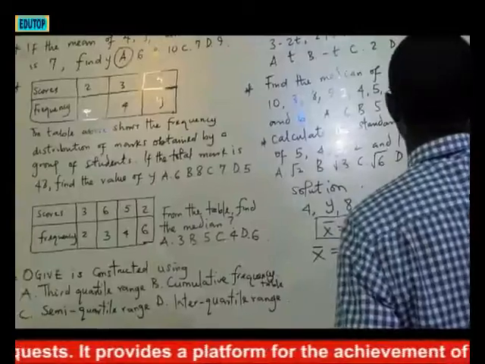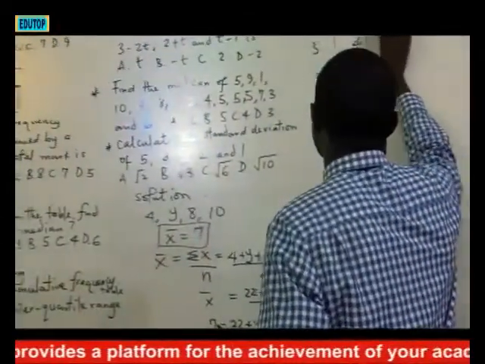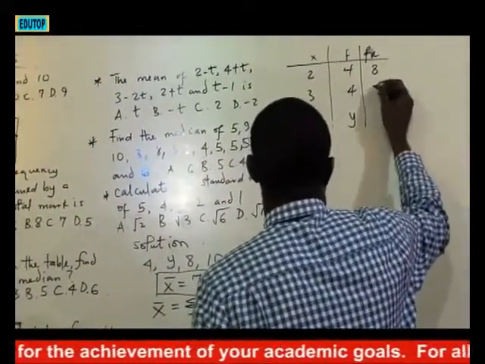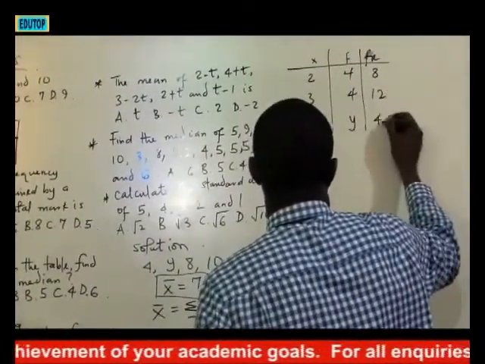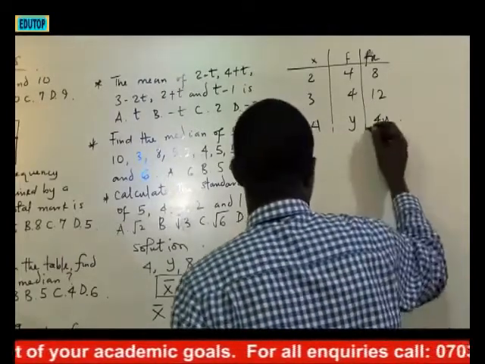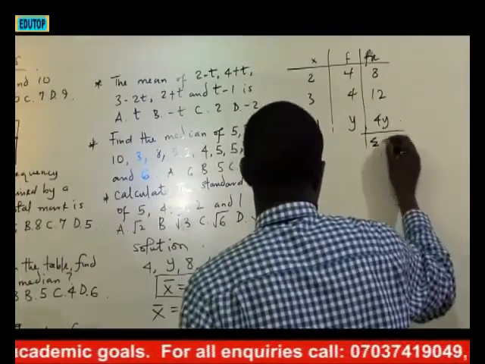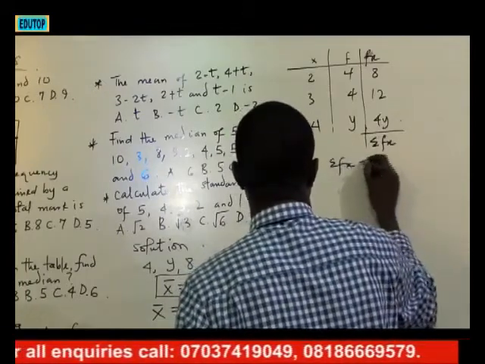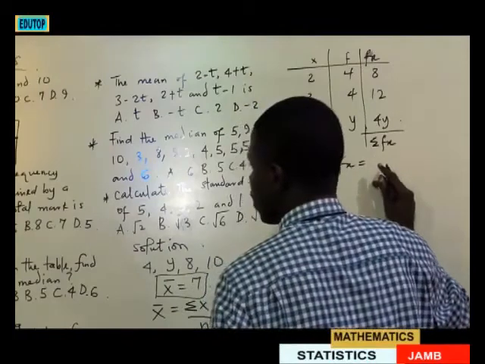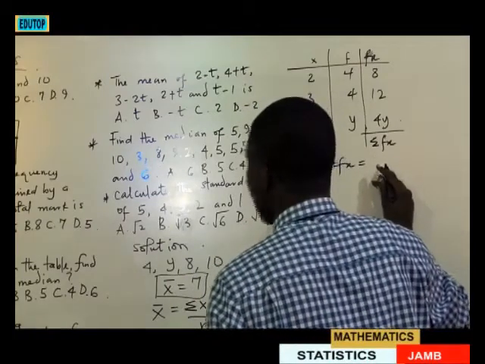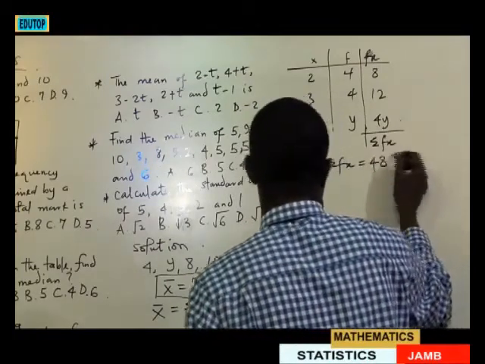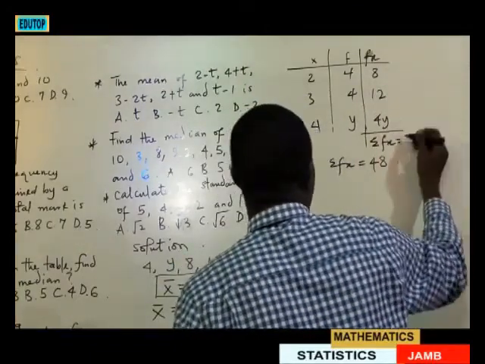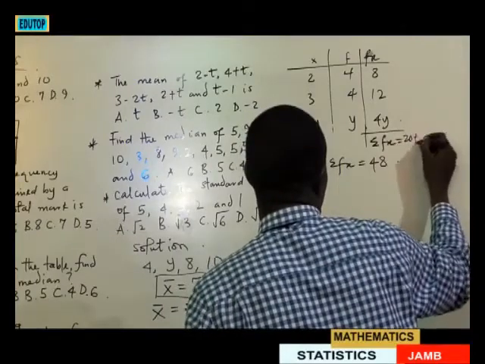Our f of x here now, we have this times this, that is 8. This times this, 12. This times this, 4. So what it means is that this one will be our summation of f of x. And meanwhile, summation of f of x has been given to us in the question to be what? If the total mark is 48, it has been given to be 48. And also f of x here will be 8 plus 12, that will be 20. 20 plus that will be 20 plus 4y.